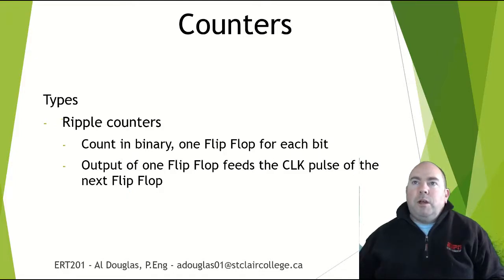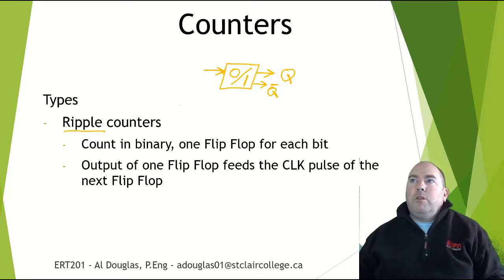The very first type we're going to talk about is the ripple counter. A ripple counter counts in binary and has one flip-flop that represents each bit. Remember, a flip-flop is a storage device. We have data coming in, and we are capable of storing a 0 or a 1 in it, and then reading the output. The output we typically call Q, and we also have another output which we call Q bar, which is just the opposite of that output. So we store either a 0 or a 1, and then we're able to read what we have stored in there.